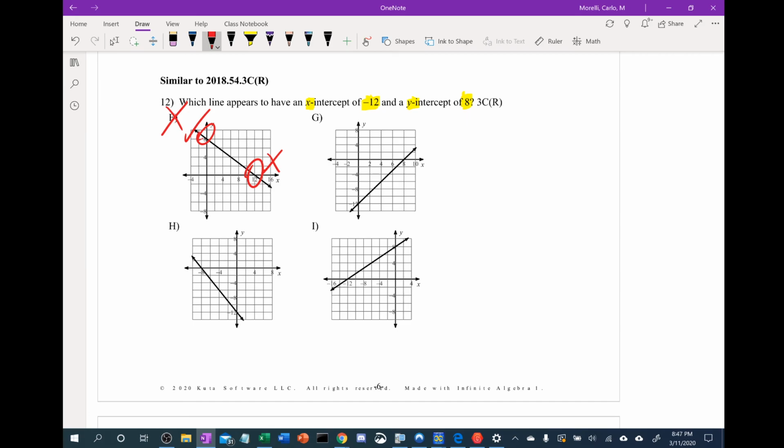G. Okay, here it hits the y-axis at negative 12, which is bad, and the x-axis at positive 8, which is bad. So this is not G. Looking at H, it hits the x-axis at negative 8, which is bad, and the y-axis at negative 12, which is bad. Okay, so it's not H. Hopefully it's I. It hits the x-axis at negative 12. That's good. And then it hits the y-axis at positive 8. That's great. So the answer is I.